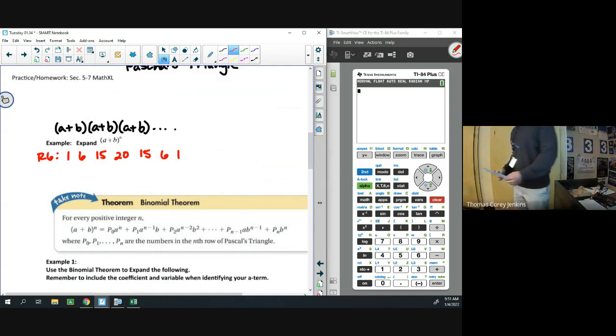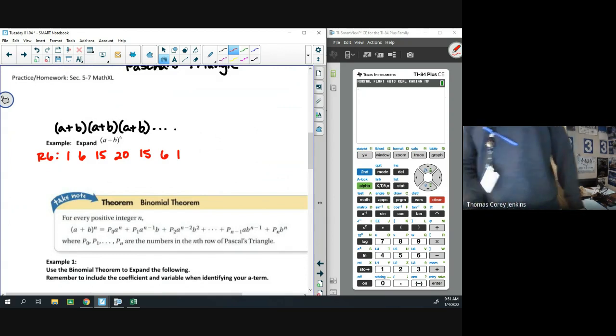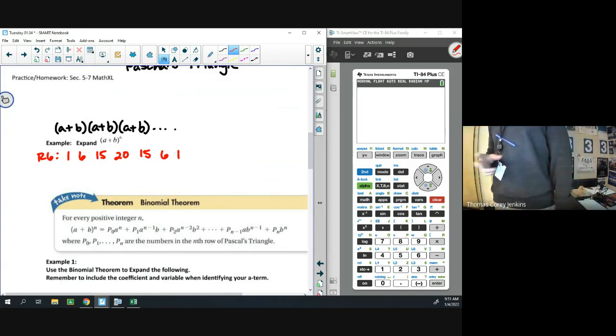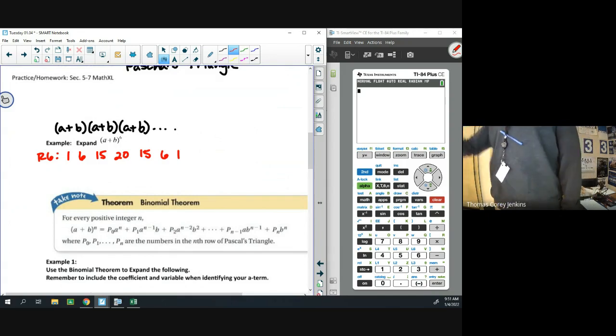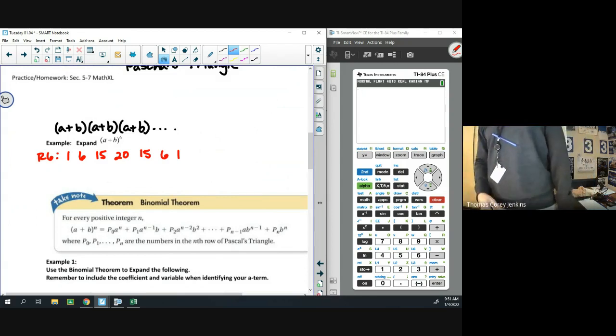So it's hard just to pull out a random row, right? You can build a row from the previous row, but without row 5, row 6 is tough. So you just look back at the already written out thing. Okay. So those are going to be our coefficients, and then we'll just remember powers of A are going to start with 6 and descend down to 0. Powers of B are going to start at 0 and ascend up to 6.